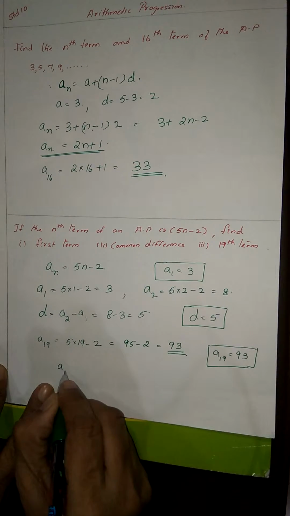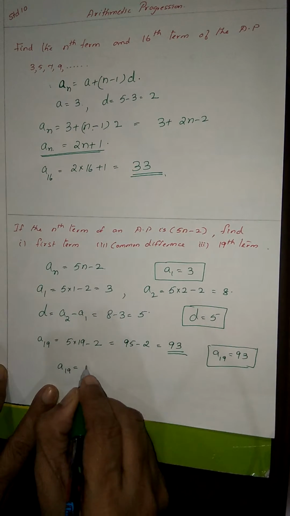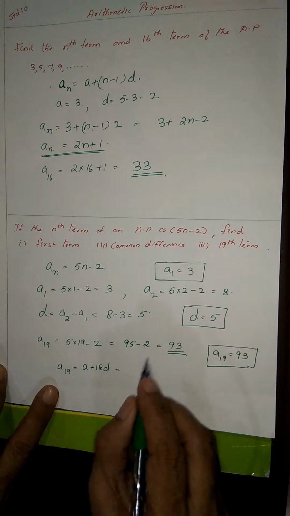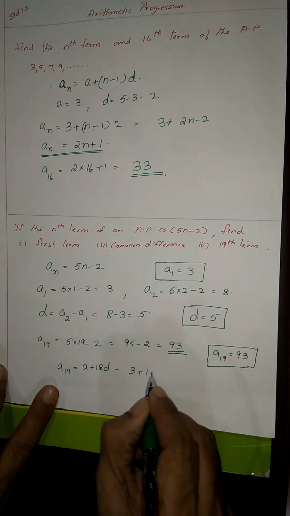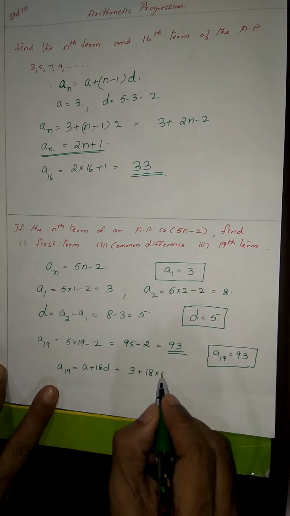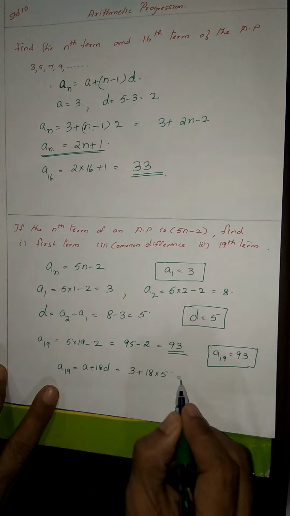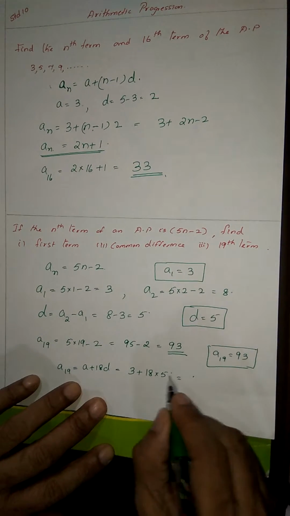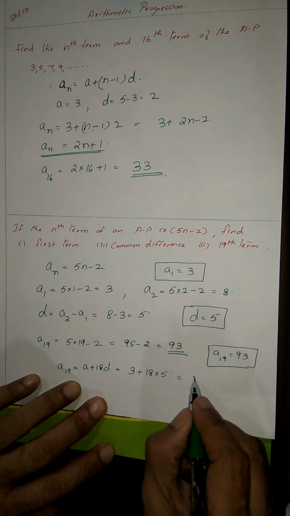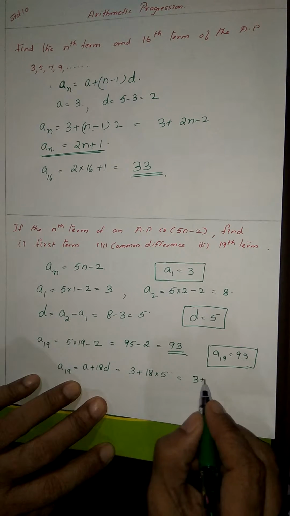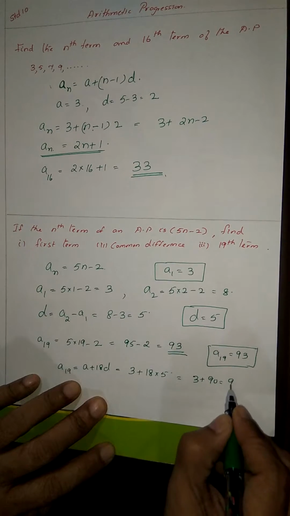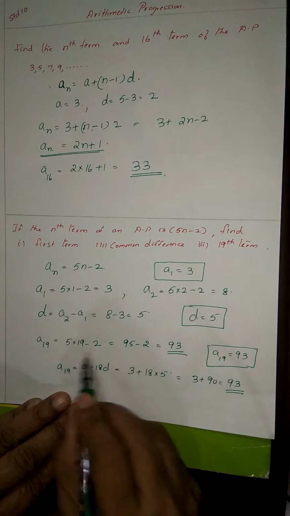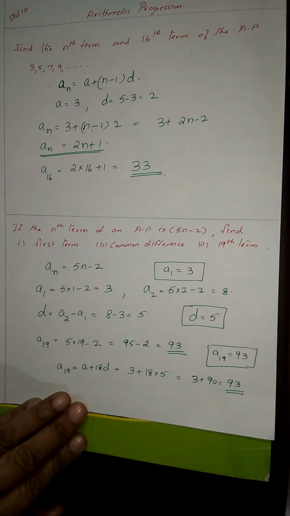So a19 is equal to a plus 18d, that is equal to a is 3 plus 18 into d is 5, that is equal to, if you simplify, you get 3 plus 90 equal to 93. But you can simply substitute in this and directly do it.